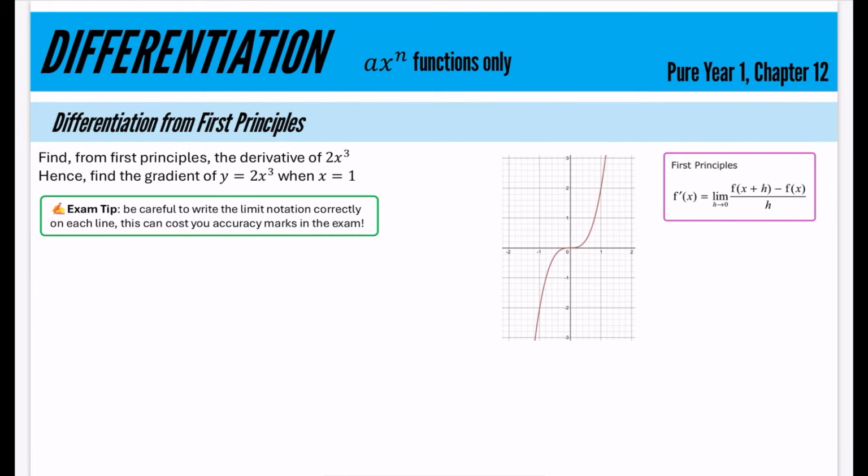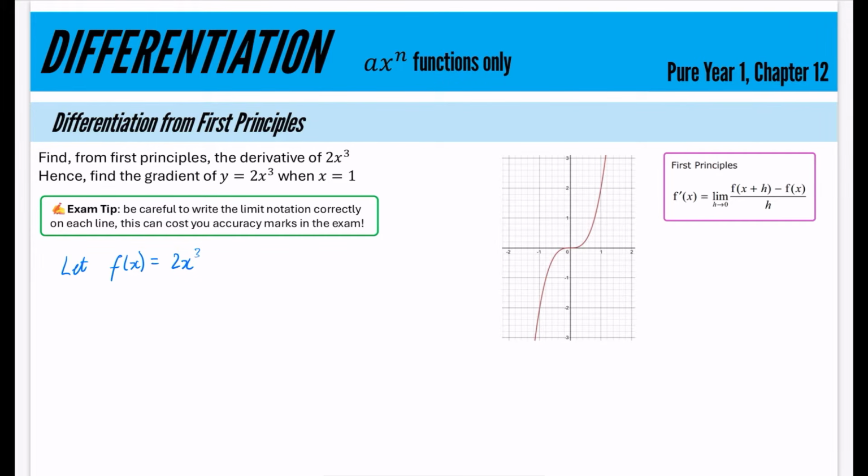Now, I've said for the exam tip here that you need to be careful to write the limit notation, which is this part here, correctly on each line, because this can cost you accuracy marks in the exam. So you don't have to start off with this beginning part, but I like to say, okay, let's let f of x be equal to 2x cubed, because that's the thing that we're actually trying to differentiate here.